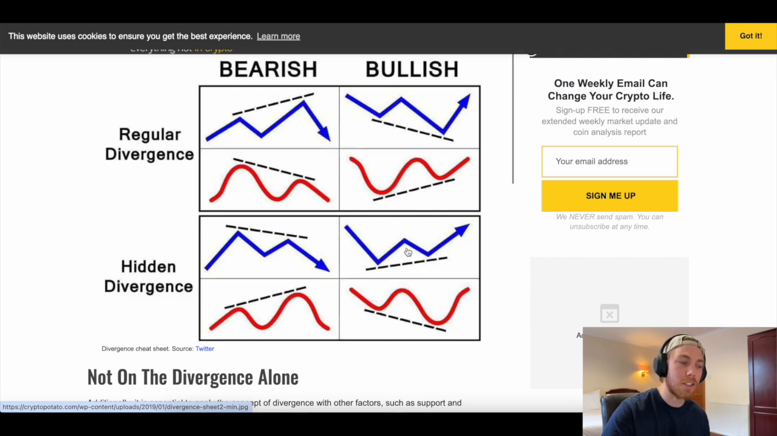But this is what I like to trade, this one here, particularly in meme coins, okay, because obviously meme coins don't have RSI and don't have divergences because they're just too early, okay, and they don't have RSI indicators.